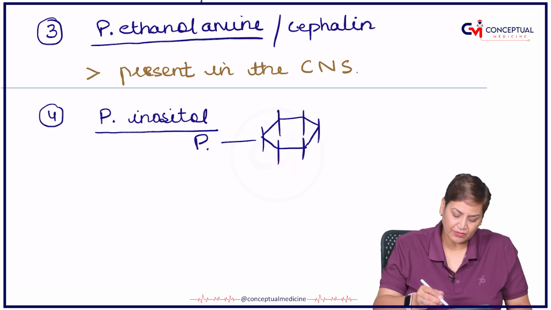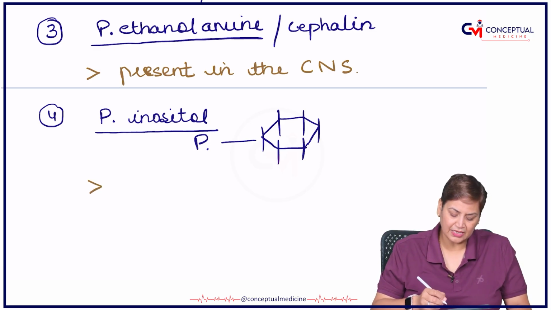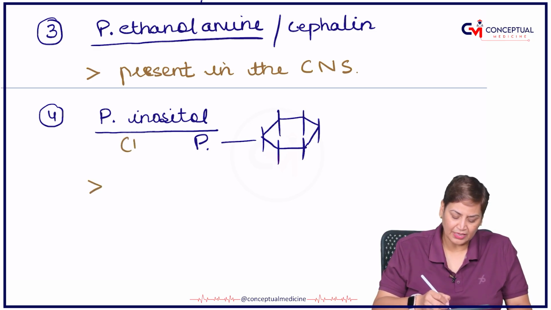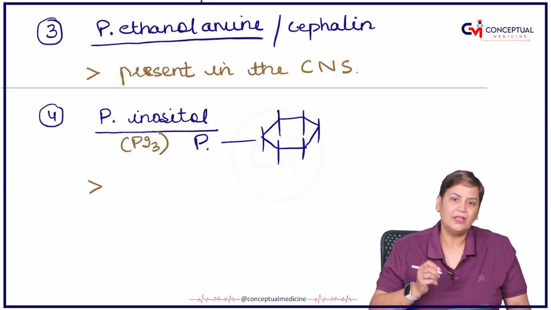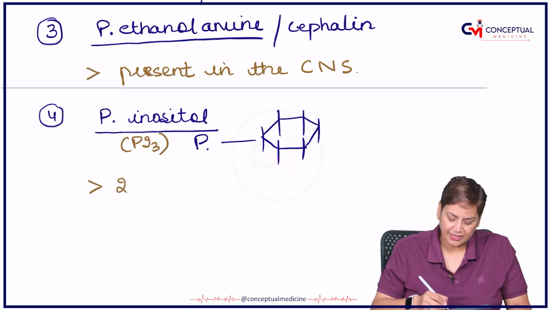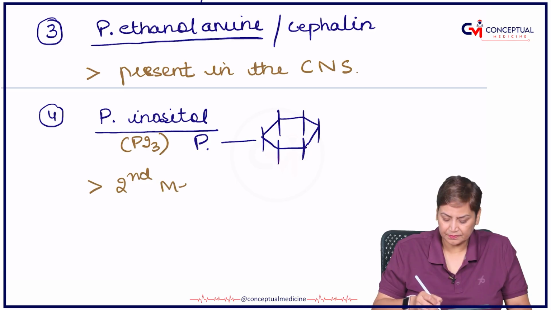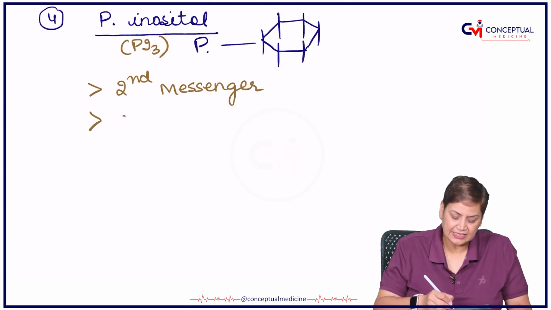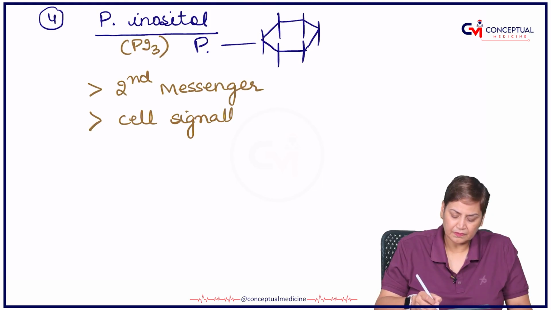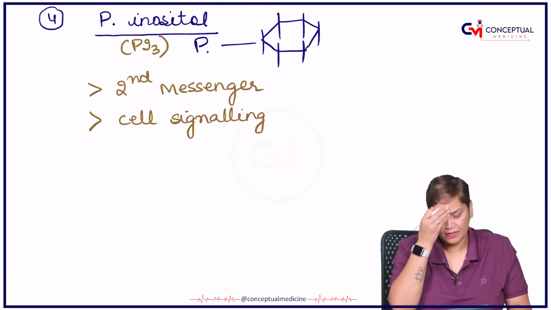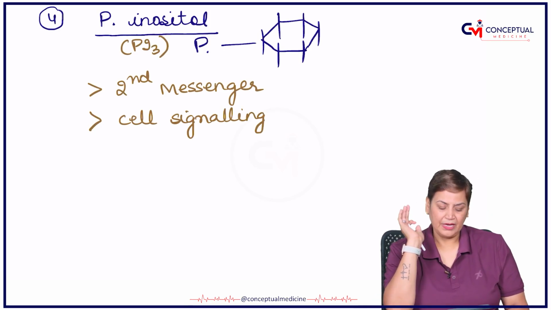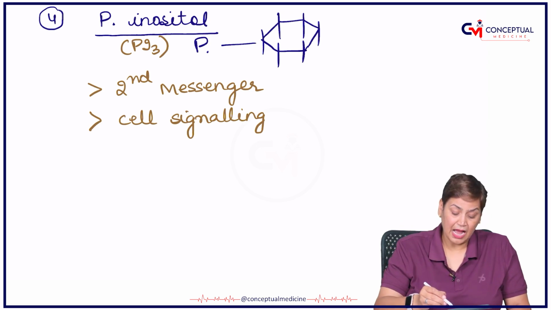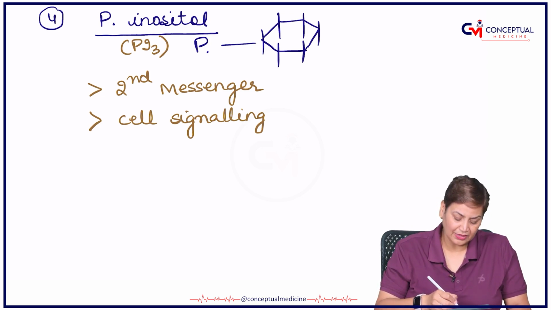And the most important function of phosphatidylinositol, commonly PI3 also, is that it is the most important second messenger. So if it is a second messenger, it is helping in cell signaling. Right? Then after phosphatidylinositol comes cardiolipin.